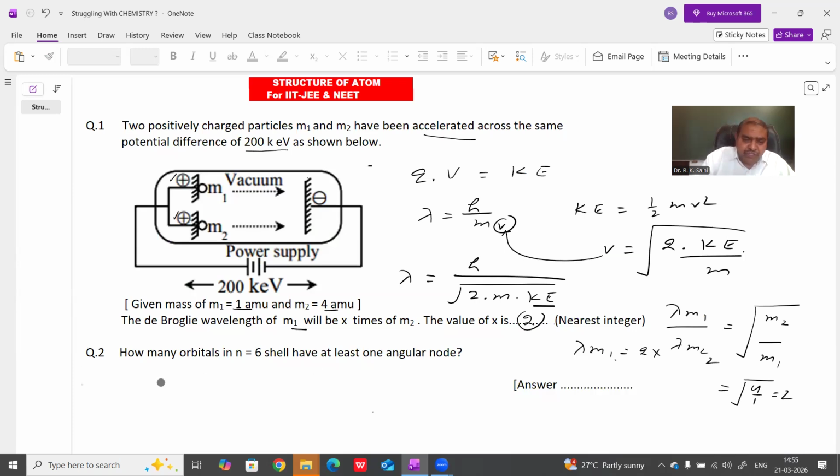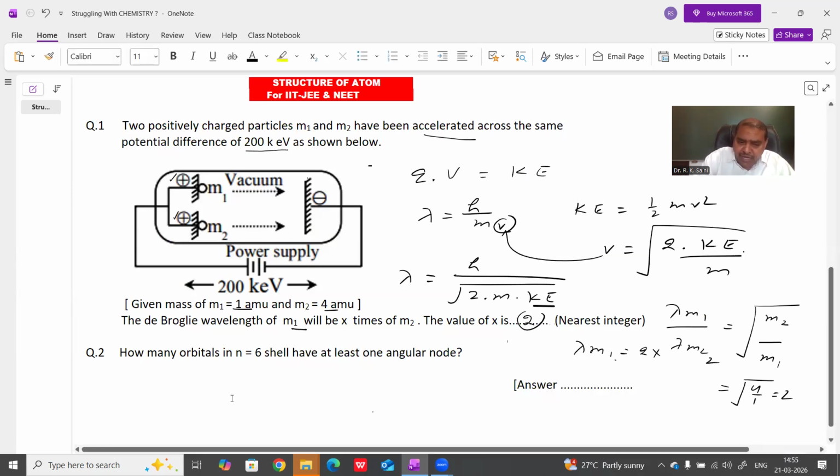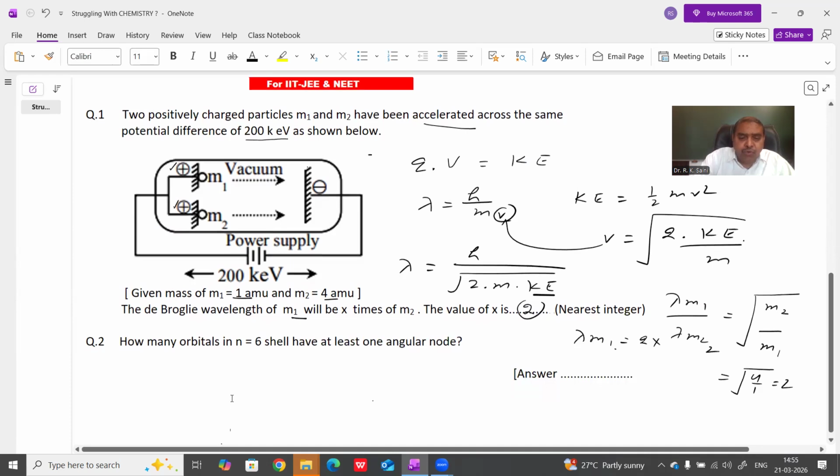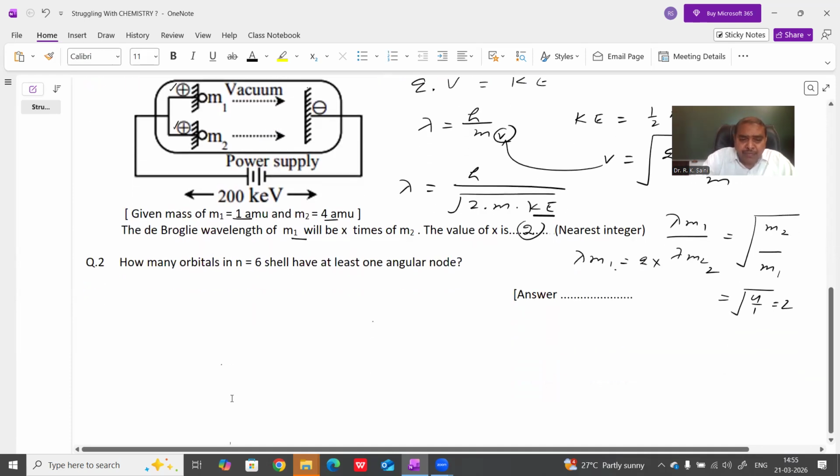Next question. How many orbitals in n equals 6 shells have at least one angular node? Do you know what an angular node is? Angular node.